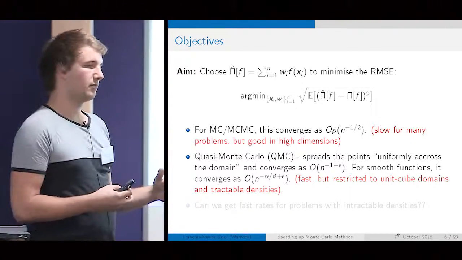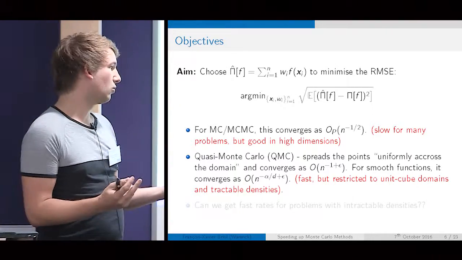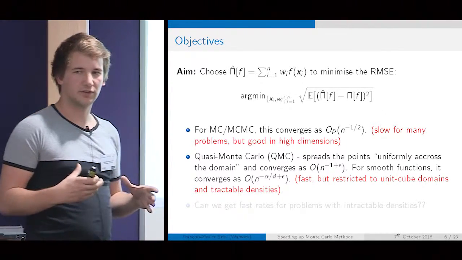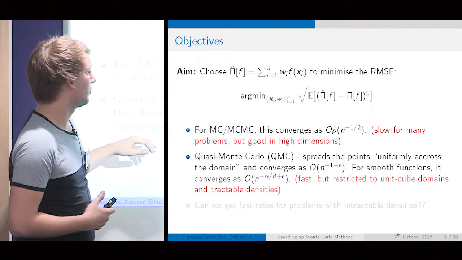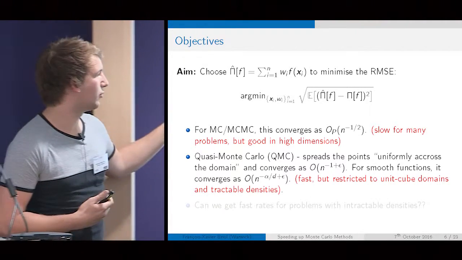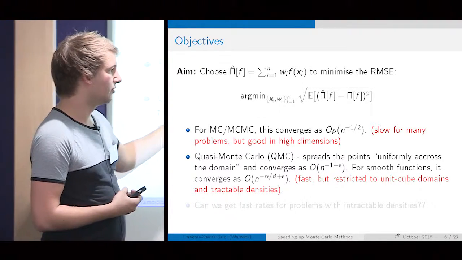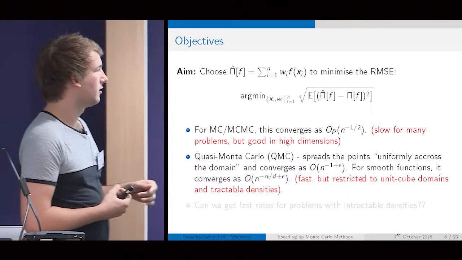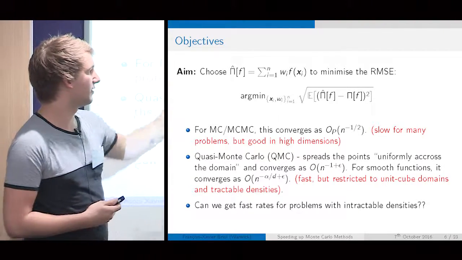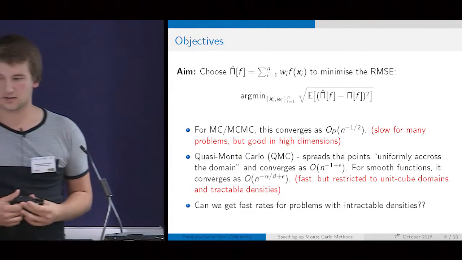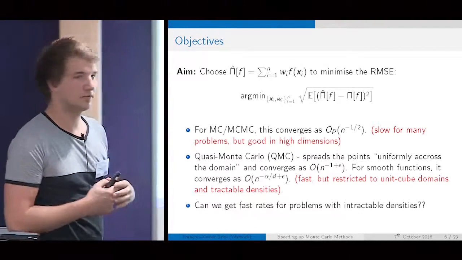The problem with this is that, to spread your points on the domain, you have to be on a fairly nice domain. And so this isn't going to work all the time. It's going to be restricted to certain types of domains. Something else that's quite problematic is, for example, in the Bayesian setup, where I don't know what the normalizing constant of my density is, then I can't actually use this. And so I can't really do anything in the Bayesian context to speed up on this n to the minus 1/2. So the aim here is really going to be to improve on n to the minus 1/2 in the context of intractable density.